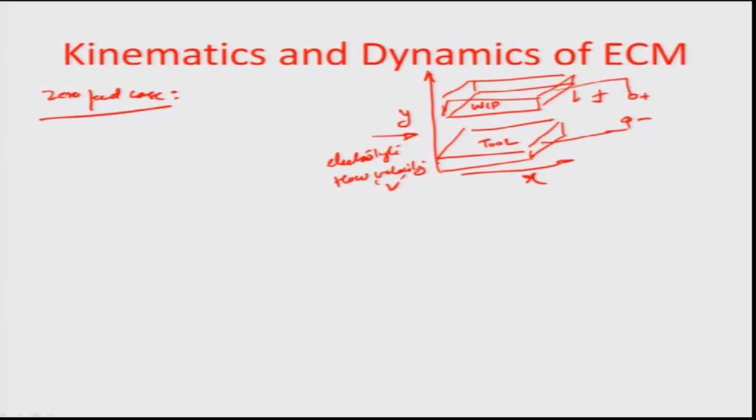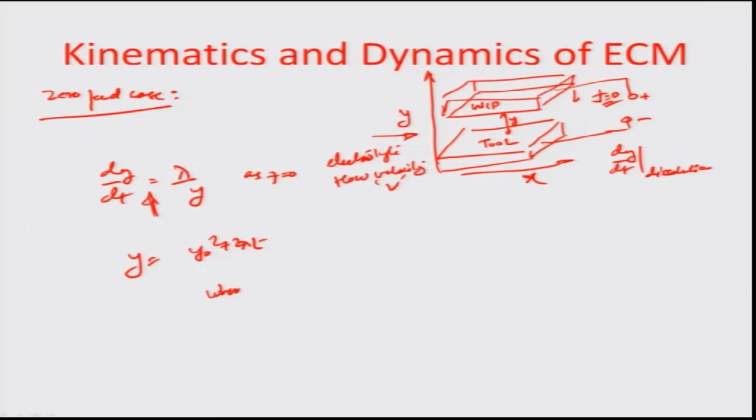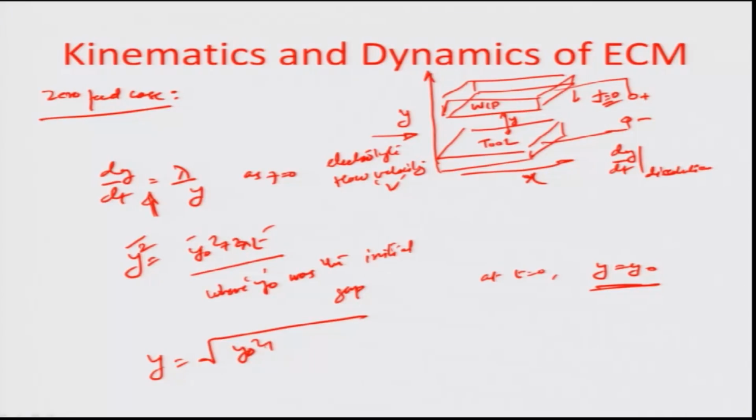Now, if we assume f equal to 0, the only reason for the gap y changing is the dy by dt dissolution. In that event dy by dt would be equal to lambda by y as f is 0, and if I were to solve this equation, y becomes equal to y 0 square plus twice lambda t, under root, where y 0 was the initial gap. In other words, at time t equal to 0, y was equal to y 0, and the way that y would evolve is a function of y 0 and t. So, y is equal to the square root of y 0 square plus twice lambda t.